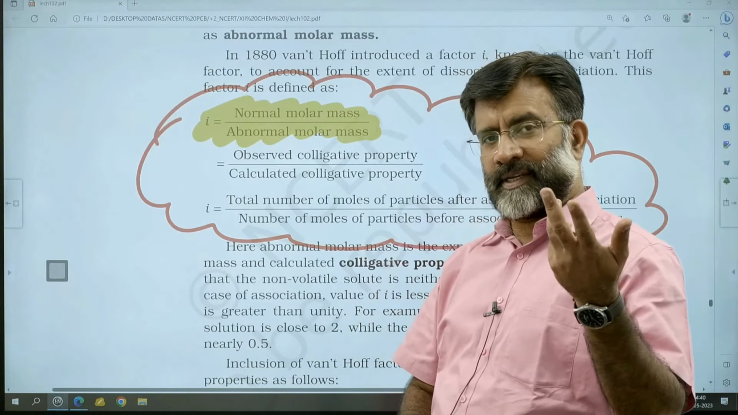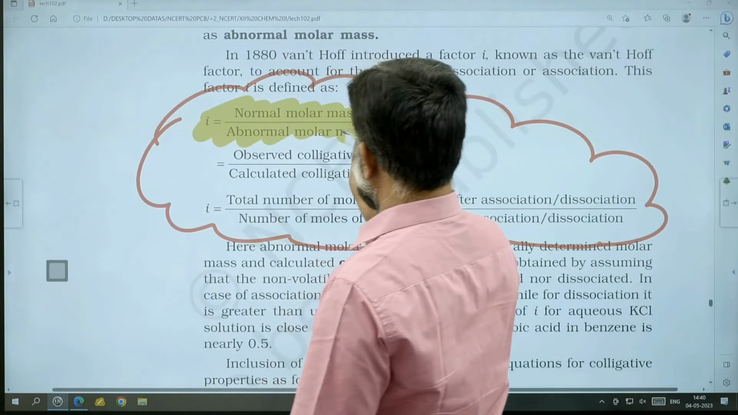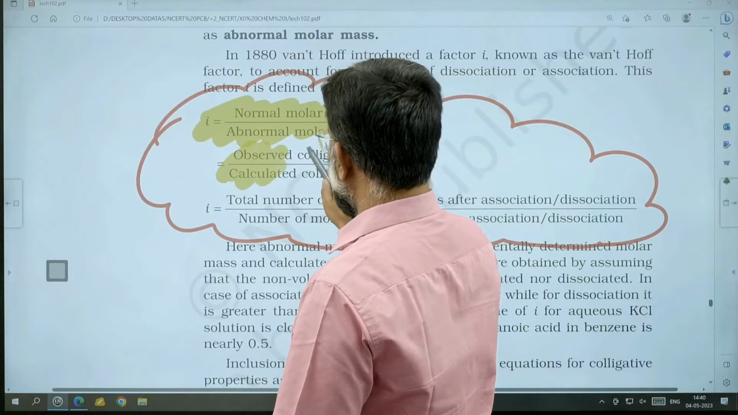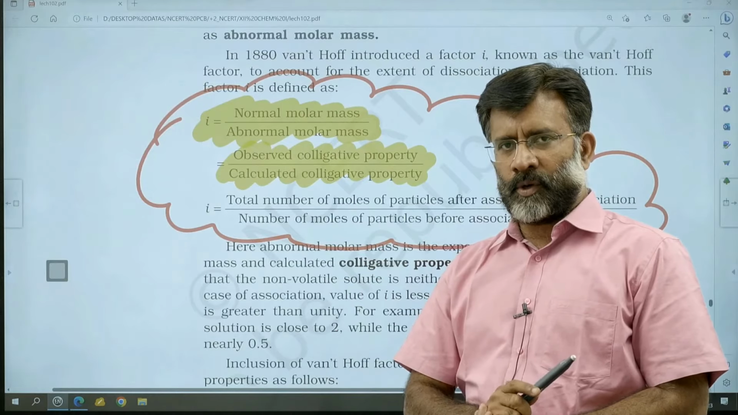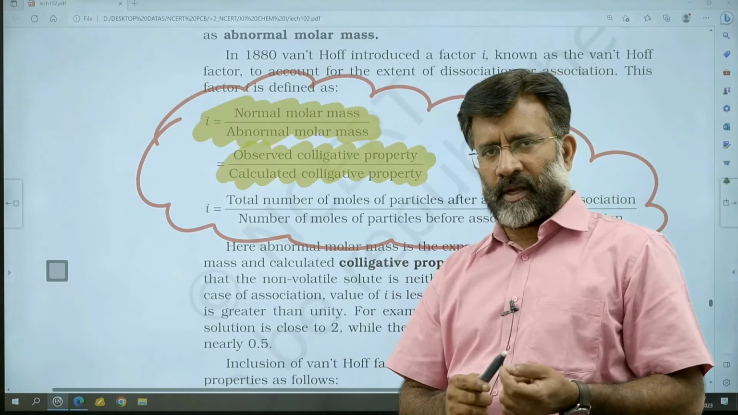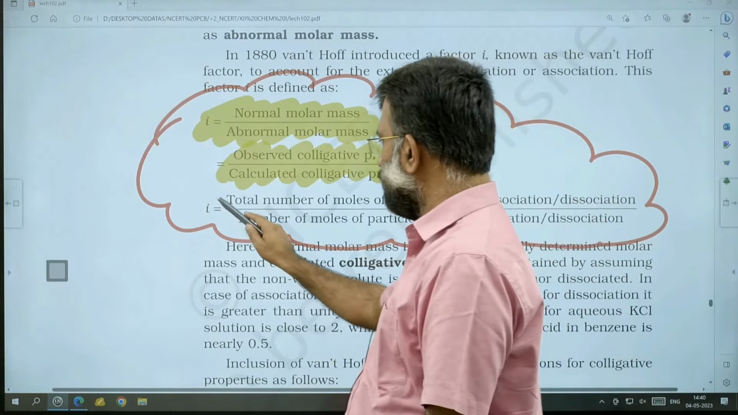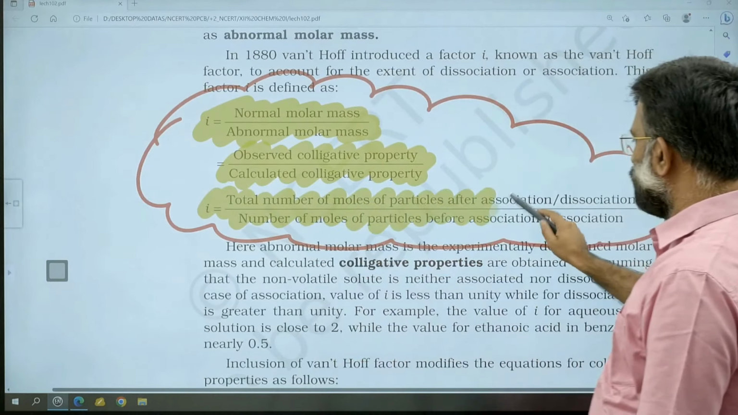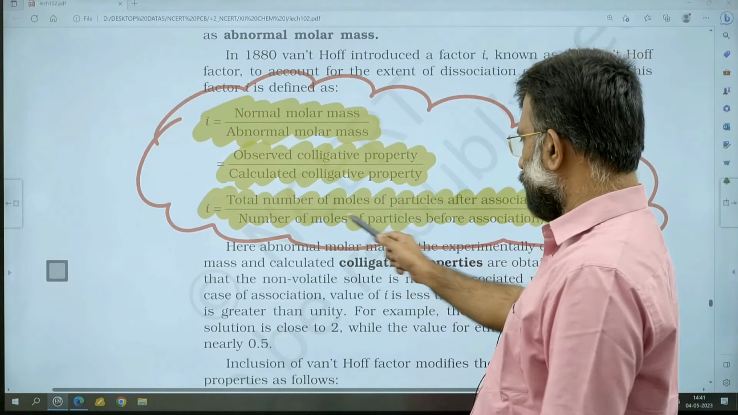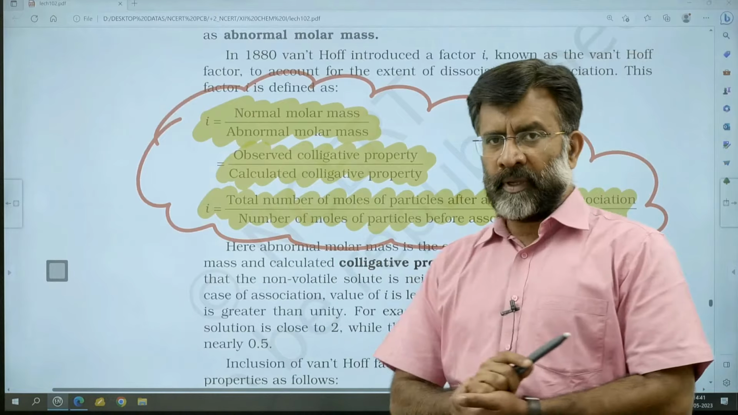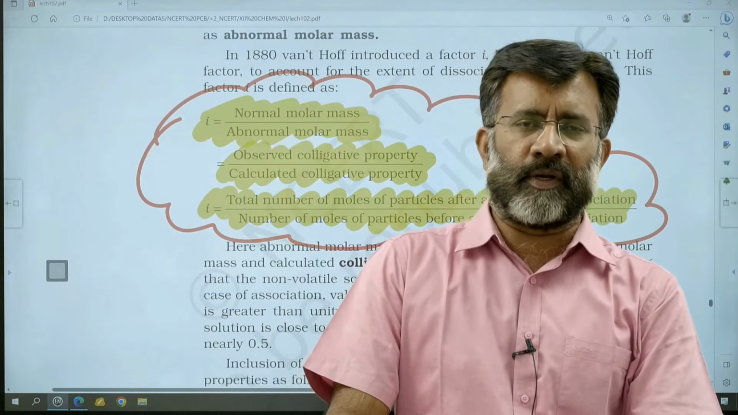What about association? The i factor will be less than 1. Now, the i factor is equal to normal molar mass by abnormal molar mass, or observed colligative property divided by calculated colligative property, or i is equal to total number of particles after association or dissociation divided by total number of moles of particles before association or dissociation.